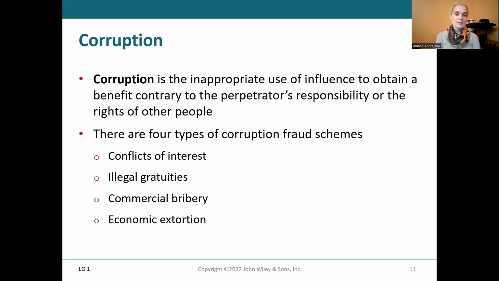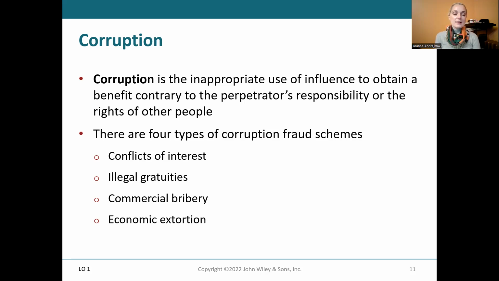Commercial bribery is when a vendor comes to a purchasing person and says, you know, if you provide me with this contract, I will give you a new car, maybe a piece of jewelry, a vacation. So it's an if-then exchange. If you do this for me, then I will do this for you.